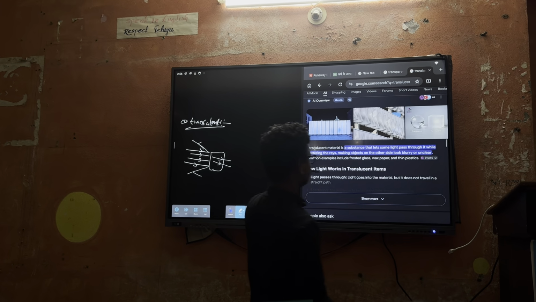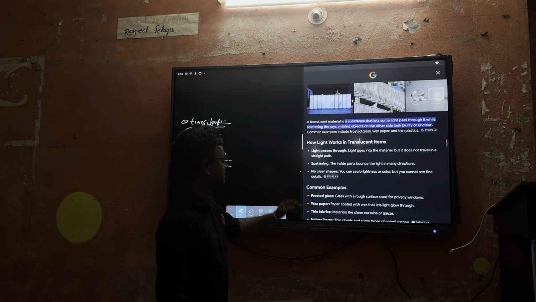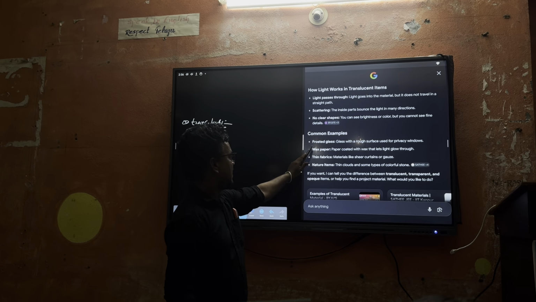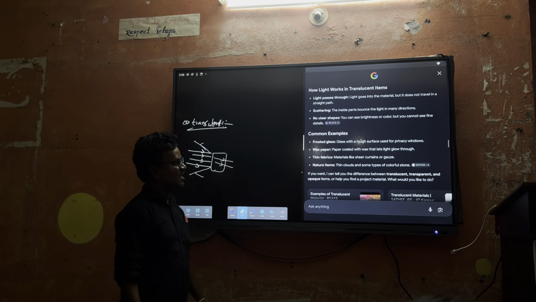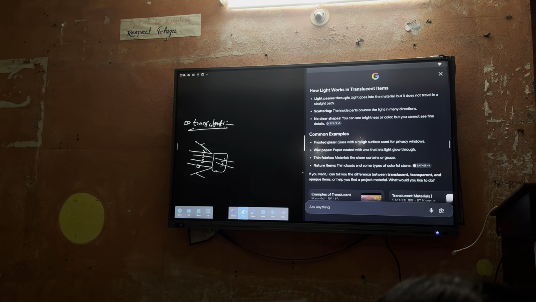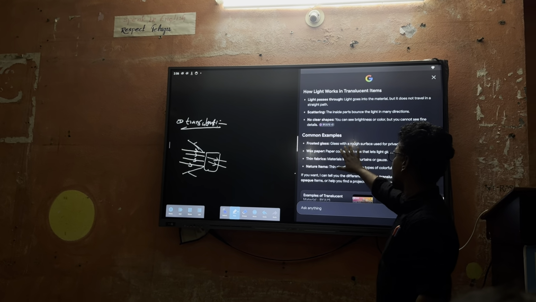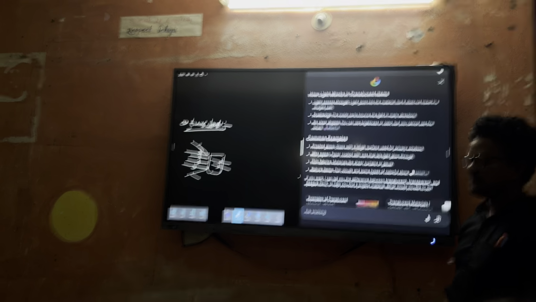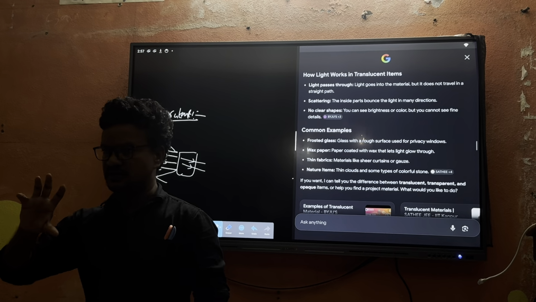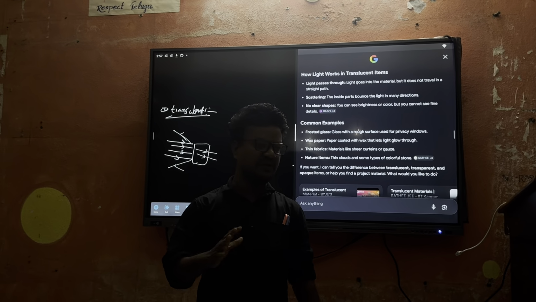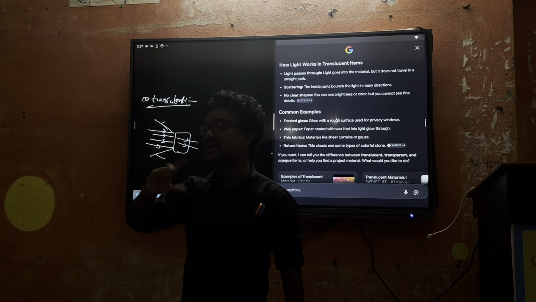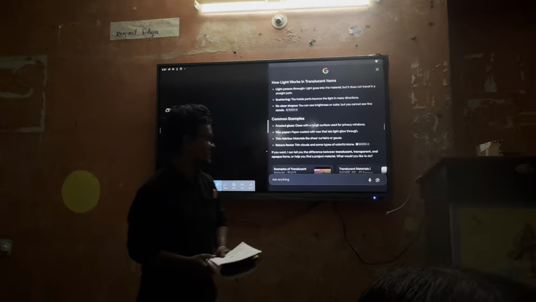Examples are mentioned here: wax paper, thin fabrics, and frosted glasses. Glass with a rough surface is used for privacy windows. We observe this in car vehicles. Inside the vehicle, the passenger and driver are not visible from outside, but from inside the car we can see the outside, because of the translucent nature.